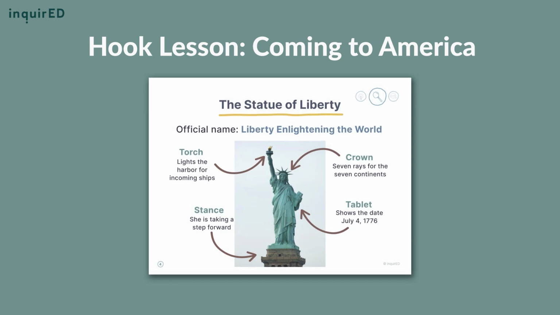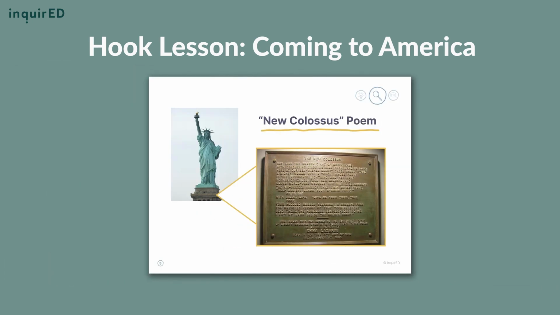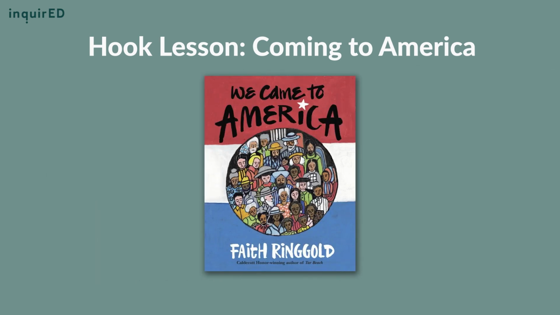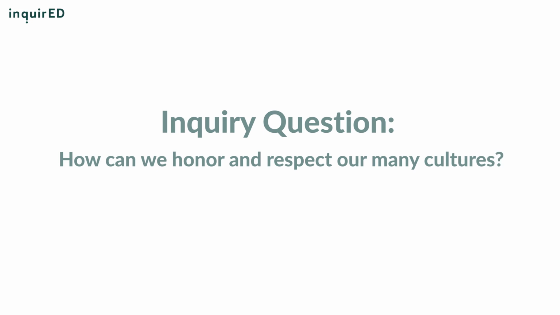The Migration and Movement Inquiry launches with the hook lesson, Coming to America. In this lesson, students explore the symbolism of the Statue of Liberty and compare the messages in Emma Lazarus' poem, The New Colossus, and Faith Ringgold's book, We Came to America. At the end of the lesson, students are introduced to the inquiry question that will guide their exploration. How can we honor and respect our many cultures?